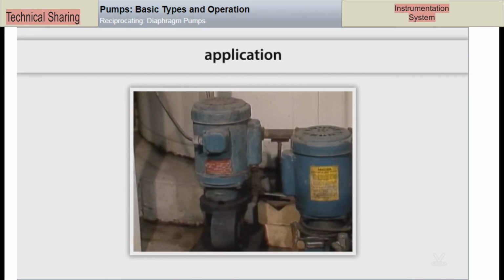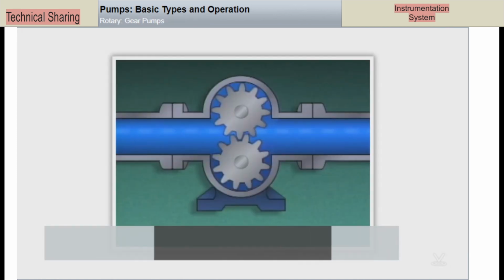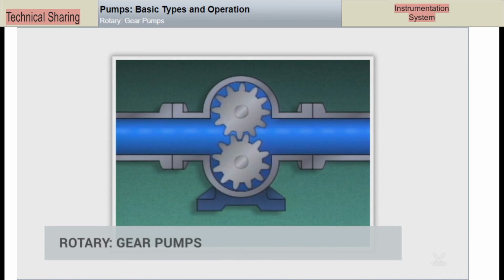Application. An important characteristic of all diaphragm pumps is that they have no mechanical seals or packing. For that reason, they're often used in applications where little or no leakage can be tolerated.